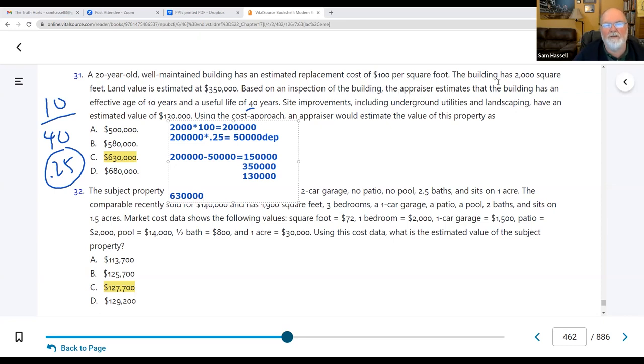So I took the cost to rebuild it, okay? The cost to rebuild it, 100 by 2,000. I multiplied that out up here. Then I figured out the depreciation, which using an age over life is 10 over 40. So that's 25%. That's what I did over here. All right. So 50,000 was depreciated. So now my value really is only 150,000 for the rebuild. Add back the land for 350, add back the site improvements for 130. Adding all of those together, the value I'm going to put on that property is $630,000.